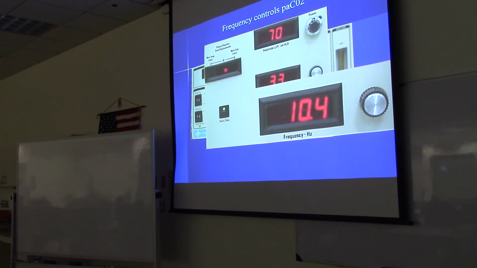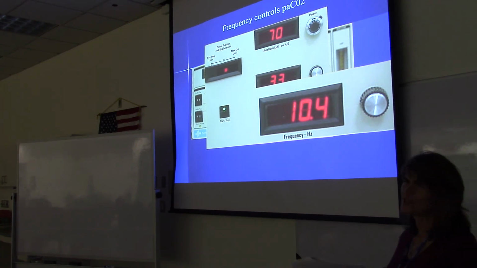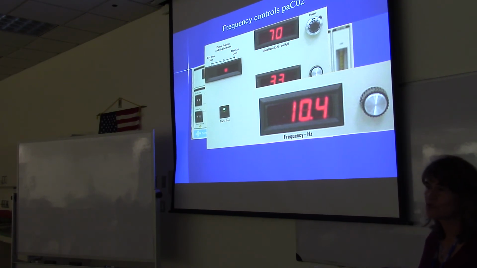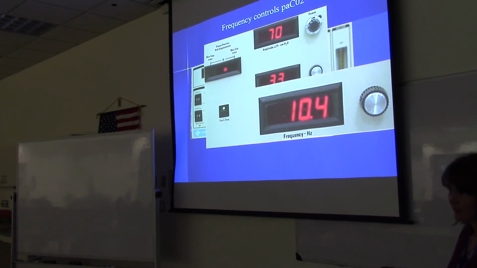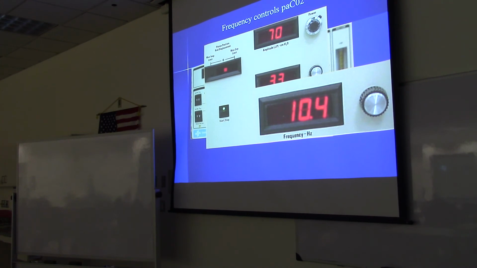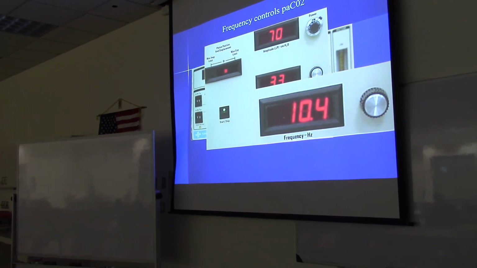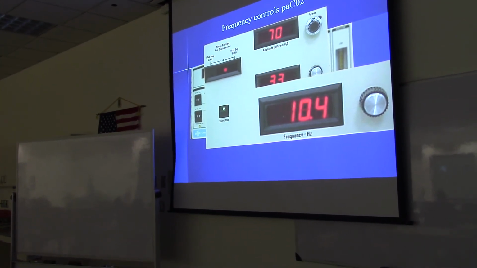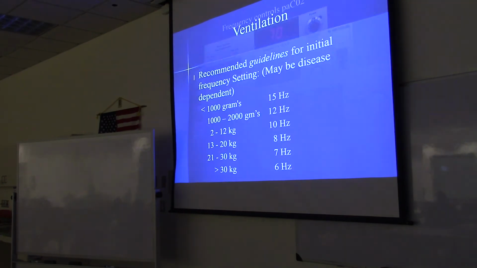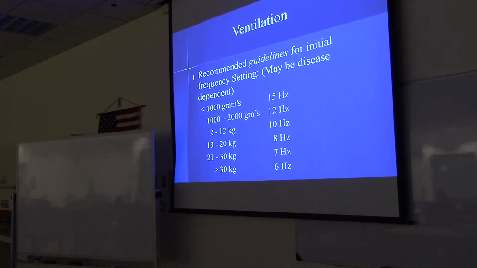Typically, the Hertz is the last thing to change because it goes according to body size. Usually not the first thing you would change if the CO2 is high. All right, so it does affect CO2, but it's not the first change you would make. Amplitude would be the first change you make. So this is just showing how with the preemies you start off with 15 Hertz, but by the time you're greater than 60 pounds, you're down to 6 Hertz.